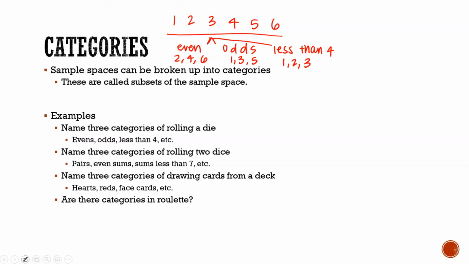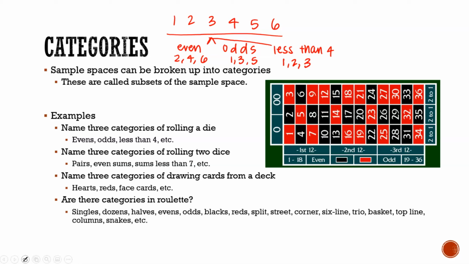Are there categories in roulette? Roulette is a game that we are going to be discussing to help us remember some of these vocabulary terms that we're introduced to today. This is what a roulette board looks like. There are numbers 1 through 36 on the board, and the colors are either red or black. We also have 2 numbers up here, 0 and 00, that are neither red nor black.